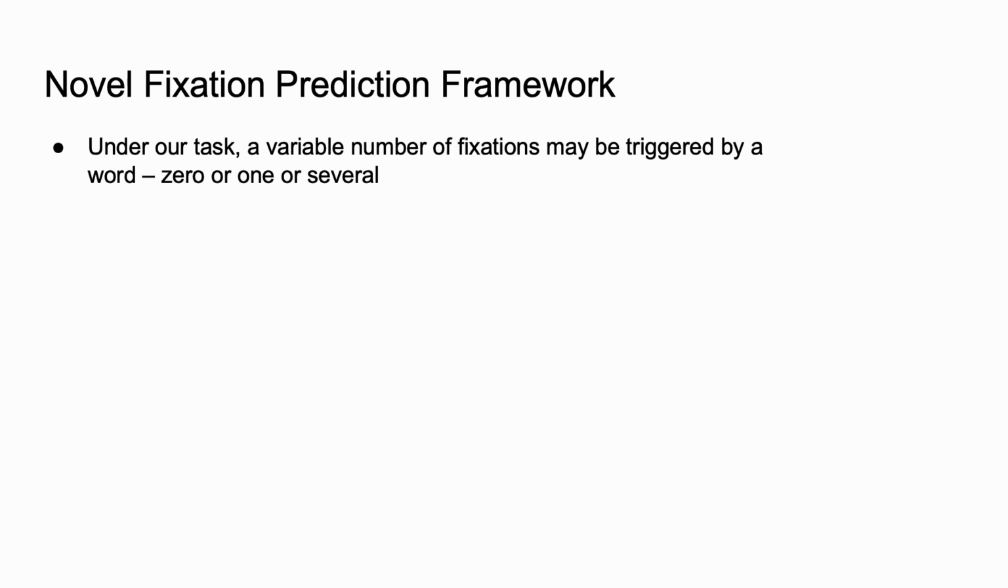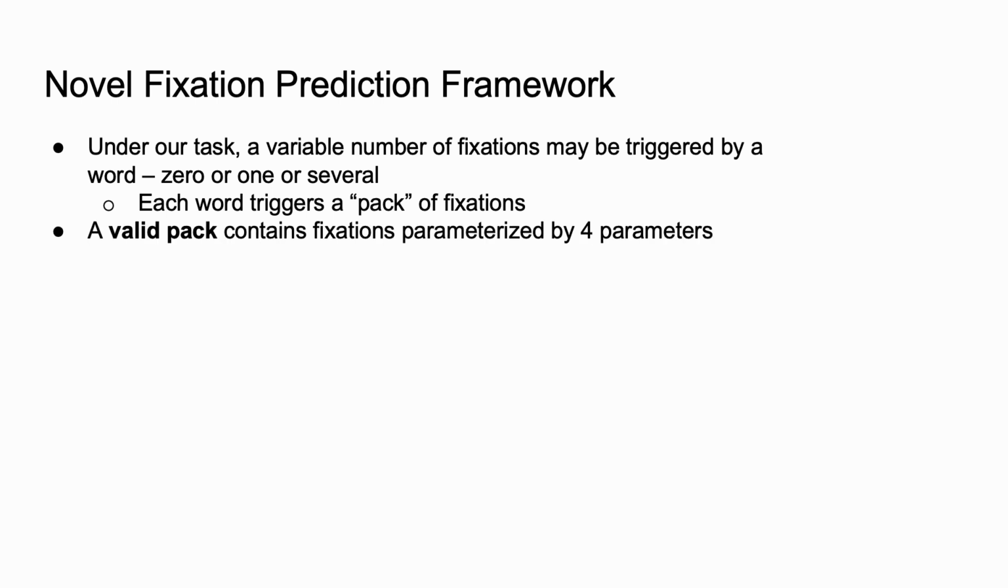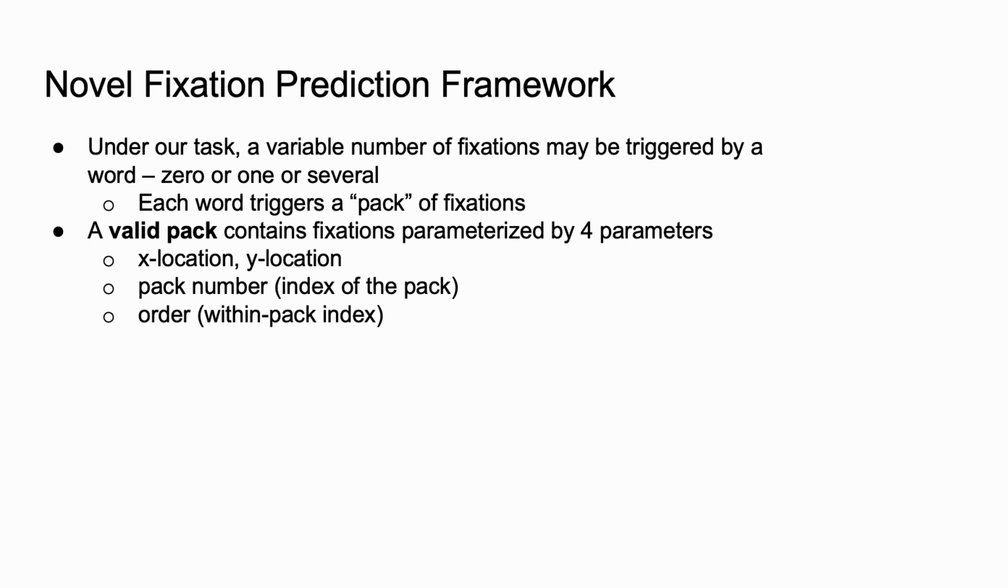In our task, a word may spur a variable number of fixations ranging from 0 to several. We call a sequence of fixations triggered by a word a pack of fixations. Every valid pack contains fixations parameterized by these parameters: the spatial location, pack number, which is the index of the pack, and order in which the fixation occurs in a pack.